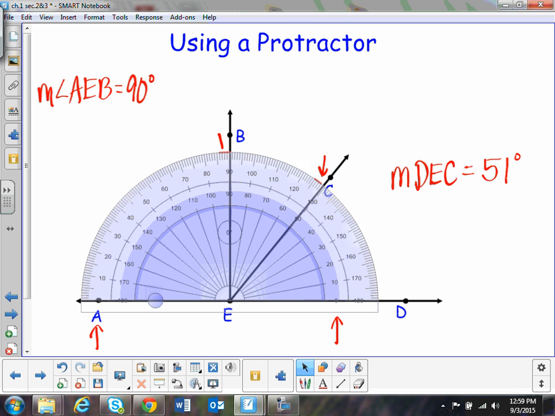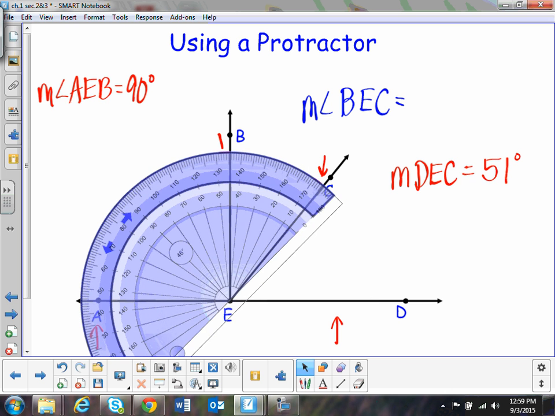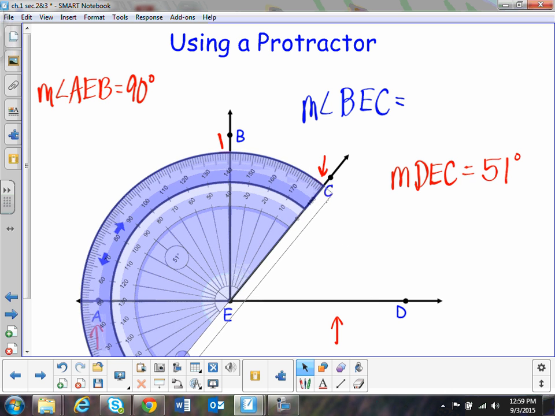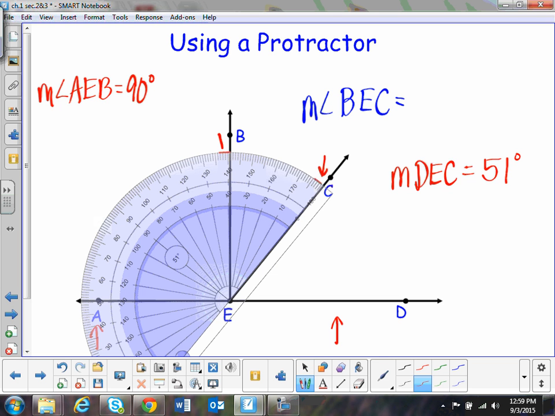Okay, and then let's do one more angle. Let's do the measure of angle BEC. There's a couple different ways you could do that. You can do some subtracting here, or you can turn the protractor so that one of the rays ends up being on the 0. That's where you always want to start, on a 0. So you can see the inside numbers are what we need to use again.